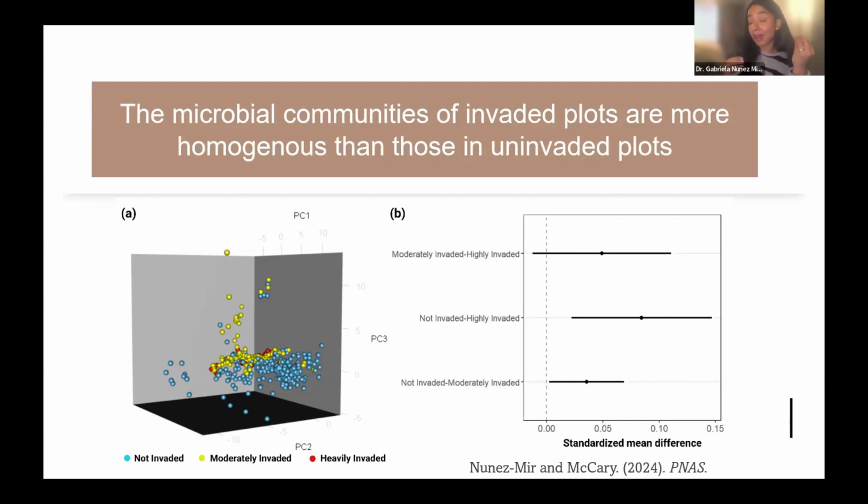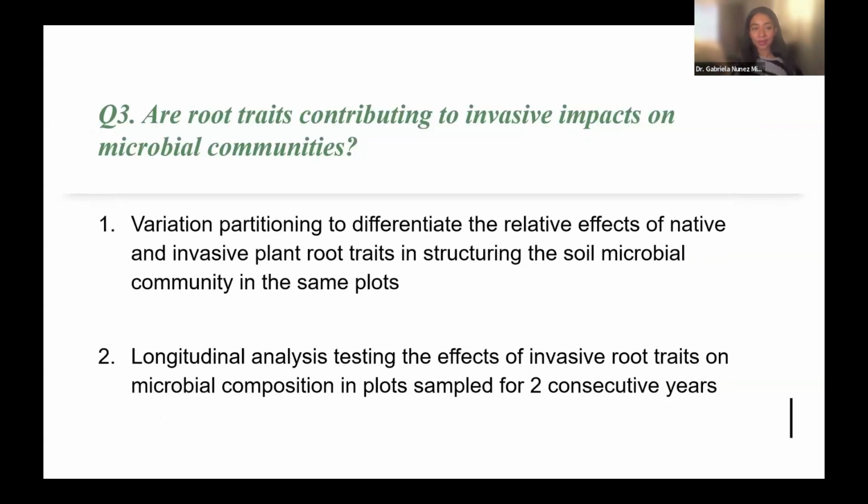But when you compare moderately invaded to highly invaded, no difference in dispersion among those two. All right, so that was question 2. So we found so far that invasive roots are different than native roots. So roots of invasive plants are different than the roots of native plants. And we found that invaded plots tend to be more homogeneous in their microbial communities than native plots. Now, third question remains. Are these differences that we are seeing, can they be attributed to the roots, or are they something else, caused by something else?